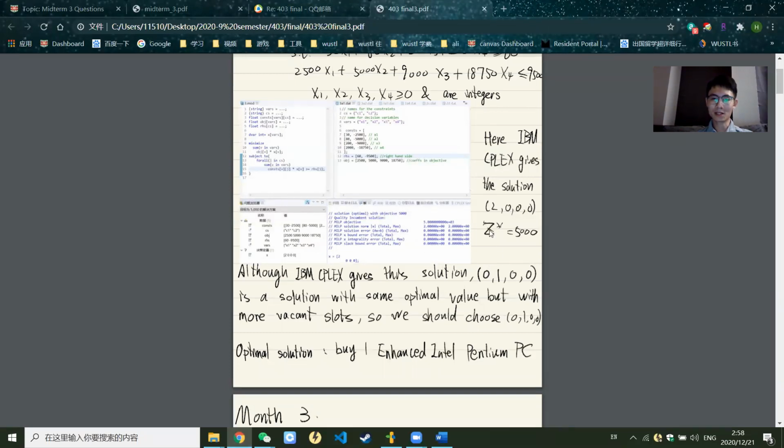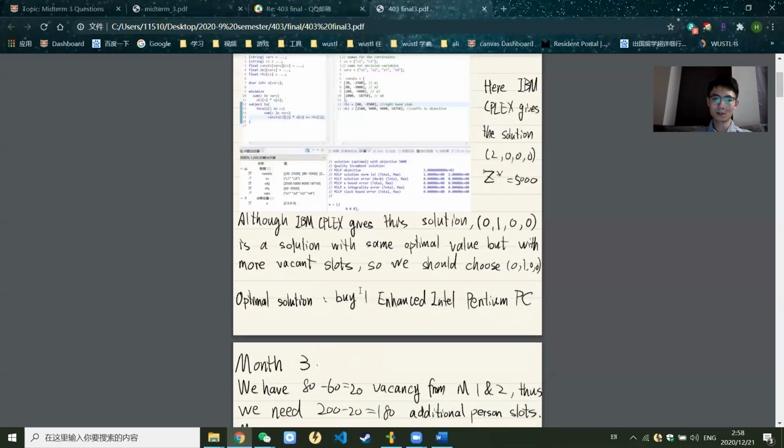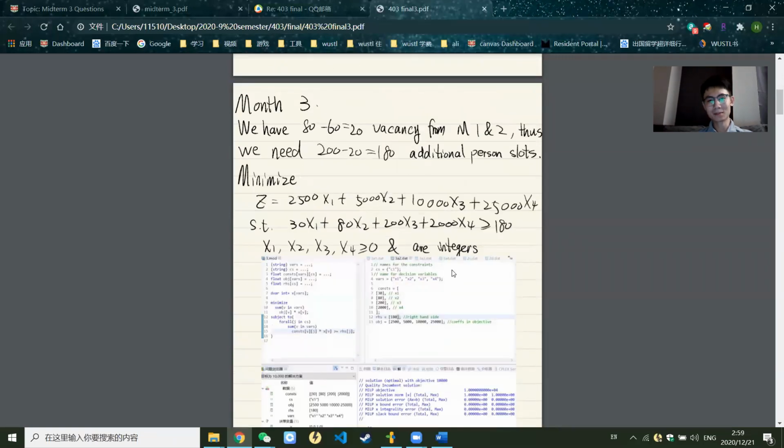But actually the IBM CPLEX can only give one solution. So there is another solution which has the same Z star value, but it's 0100. So it's better because it gives us 20 more vacancy slots. It will give 80 slots, but the 2000 will only give 60 slots. So here we buy one enhanced Intel Pentium PC. Okay. And in month 3, so in month 1 and 2, we have 80 slots available, but we only have 60 users, so we have 20 vacancy.